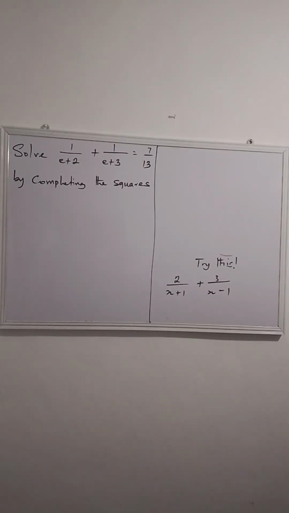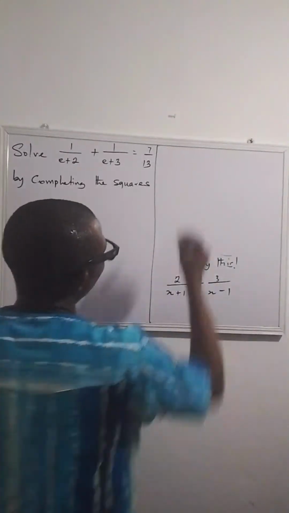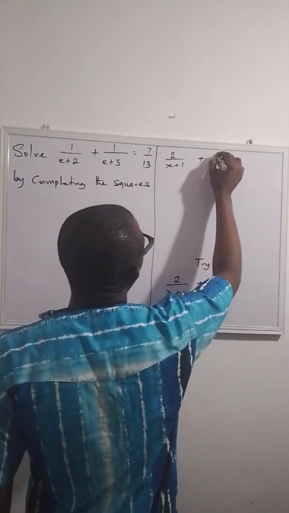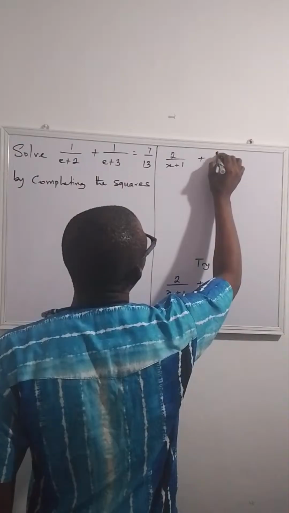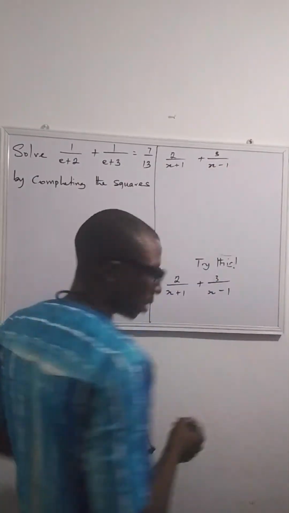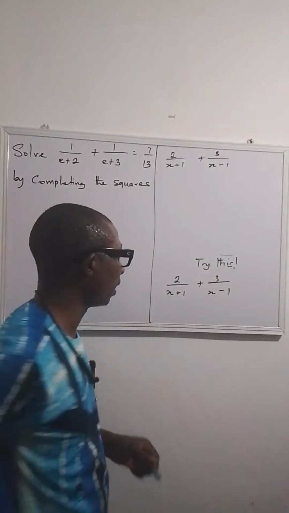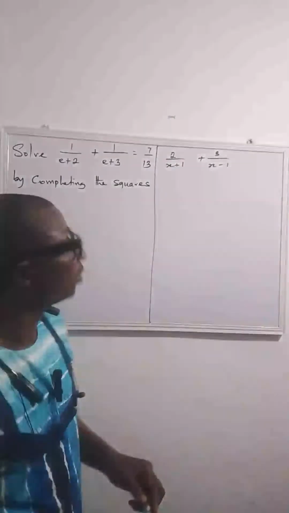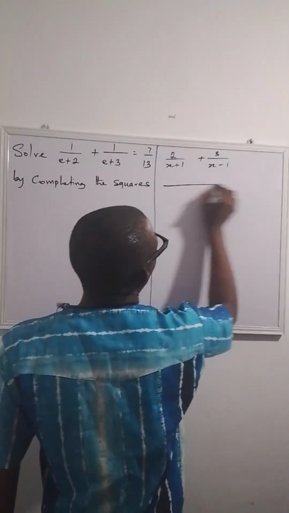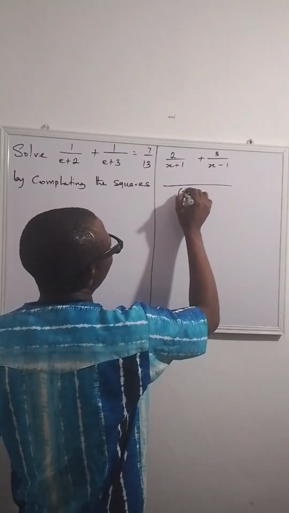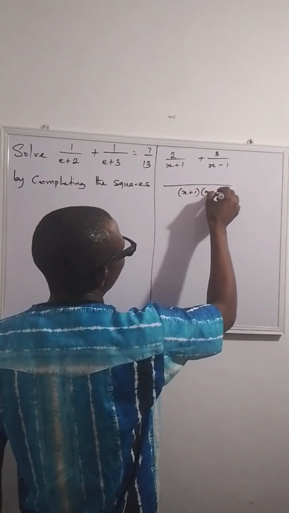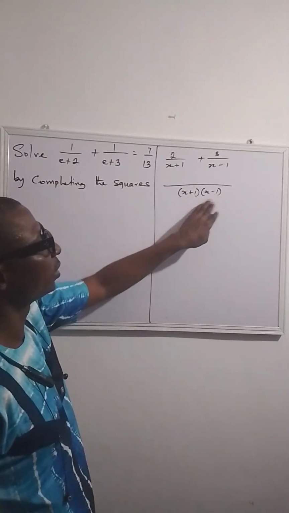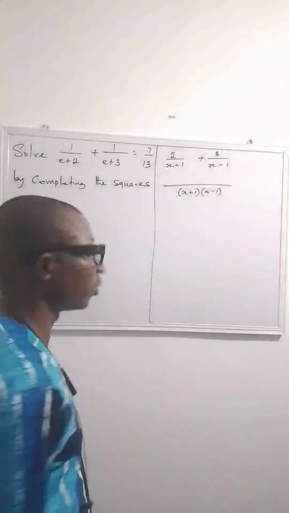And let's see what we have. Here we have 2 over x plus 1 plus 3 over x minus 1. So how do you solve this problem? The first thing is to find the LCM of the denominators. The LCM of the denominators is going to be x plus 1 times x minus 1. Now x plus 1 goes in this, so we are left with x minus 1.